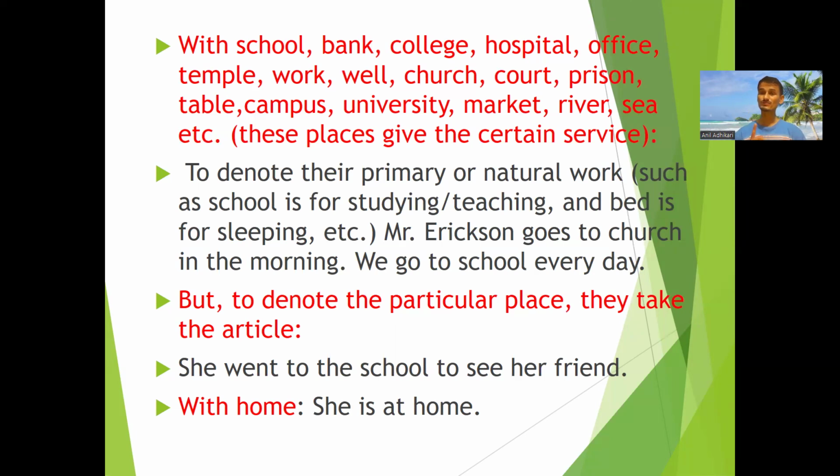But if you denote a particular place, they take the article. She went to the school to see her friend. For what purpose did she go to the school? To see her friend. That is her particular work, so we use the. With home, she is at home. With home we cannot say she is at the home.